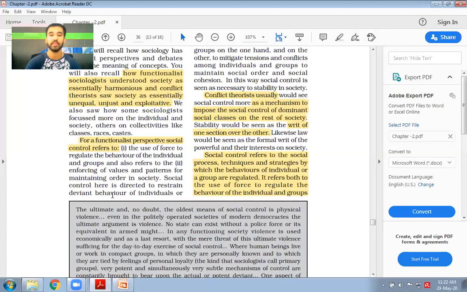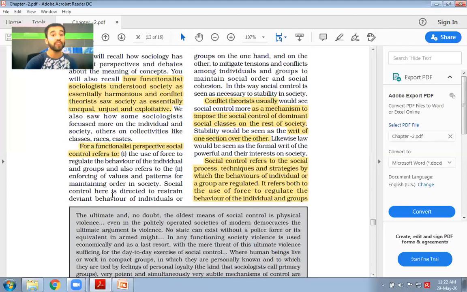So functionalist theorists say that through values or certain force we can control or deal with deviant human behavior. But what do conflict theories say? Obviously they will say everything in contradiction to what the functionalist perspective says. Conflict theory usually sees social control more as a mechanism to impose control or dominance.